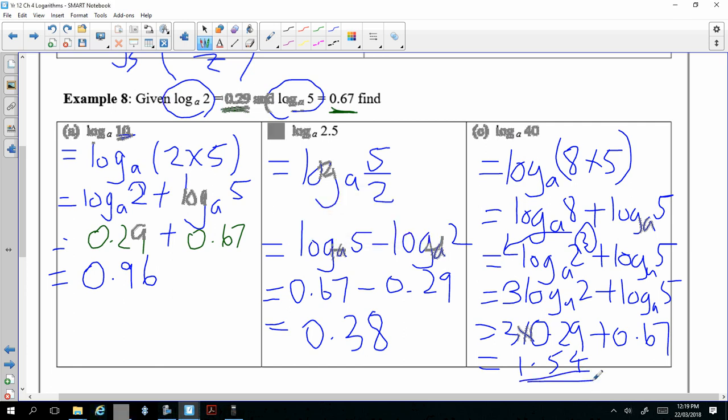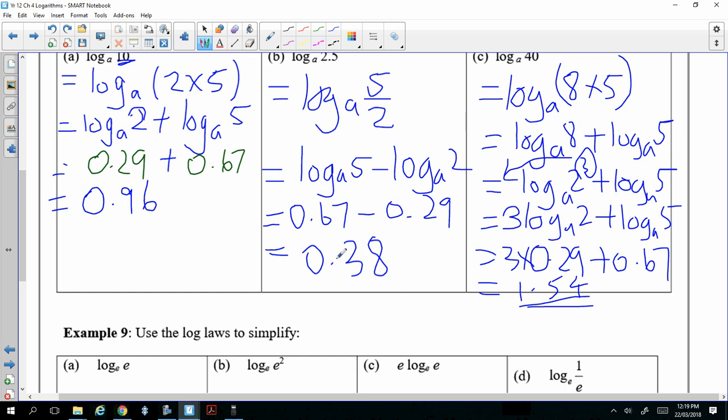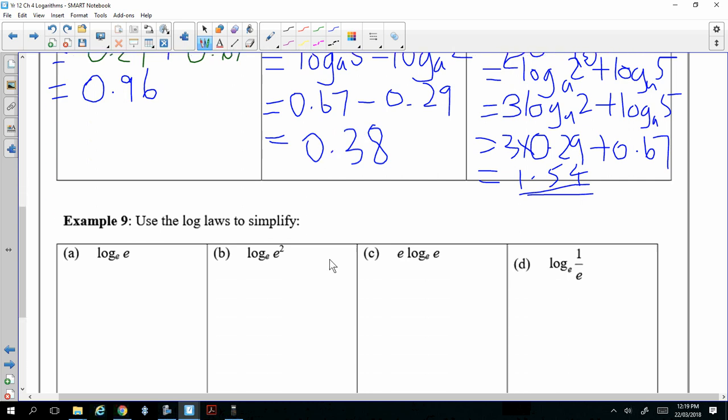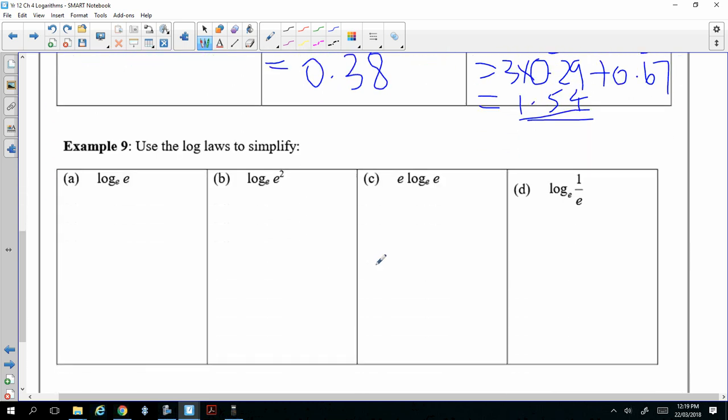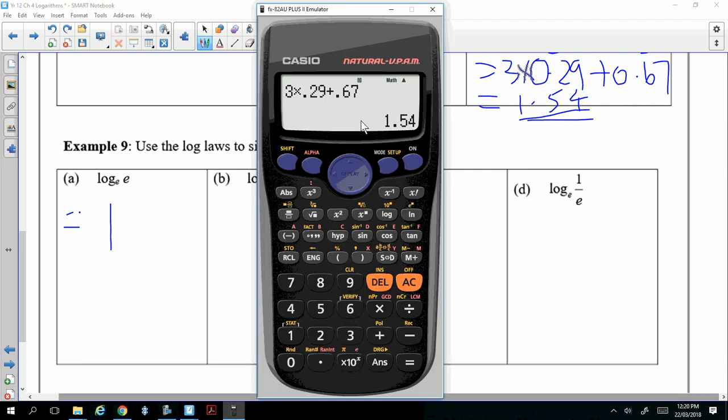Okay, again, we're going to use log to simplify. So how do we do this? Okay, let's look at the first one, log base e of e. Using log law, that has to be 1, isn't it? Now you can actually check this on a calculator. Just do ln, alpha e, right? It should give you 1. Gives you 1. All right, good.